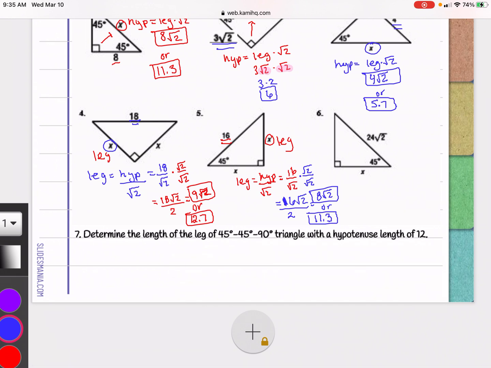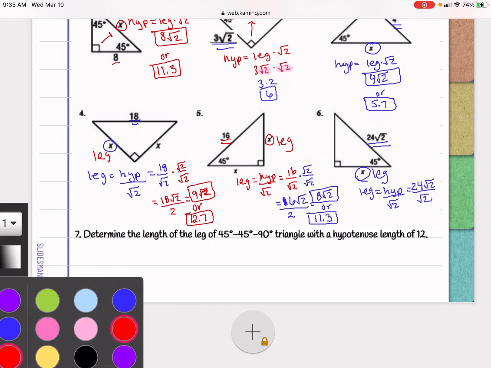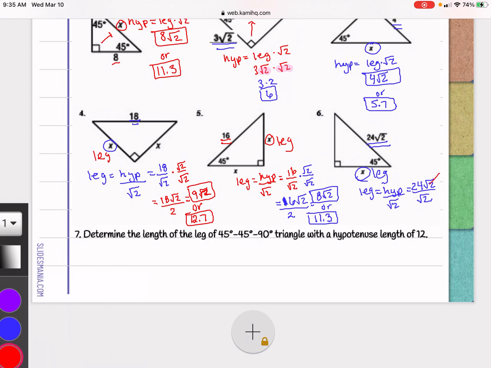On the next example here, they give us the hypotenuse. They want a leg. So remember the formula for leg is hypotenuse divided by square root of 2. Here our hypotenuse is 24 root 2. And then we're dividing by root 2. This one's different because we have a square root of 2 on top and bottom. Anytime you have the same thing on the top and the bottom, they can actually cancel. So if you see that, they can cancel. So here our answer is just going to be 24.